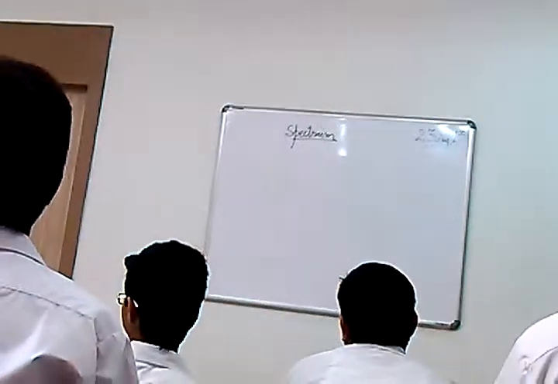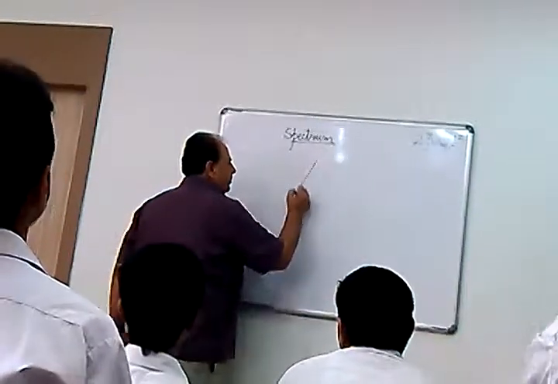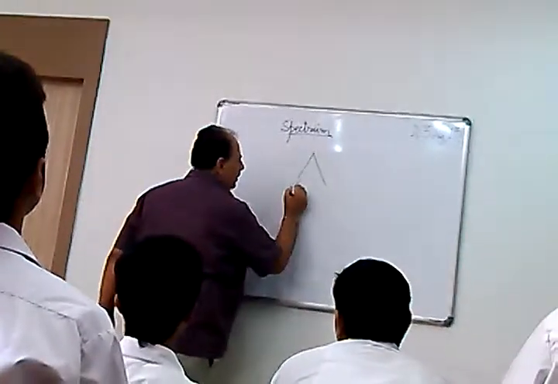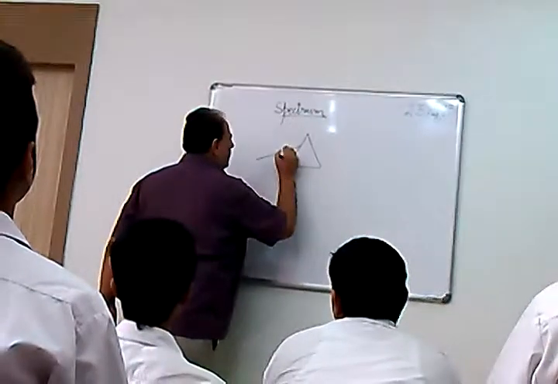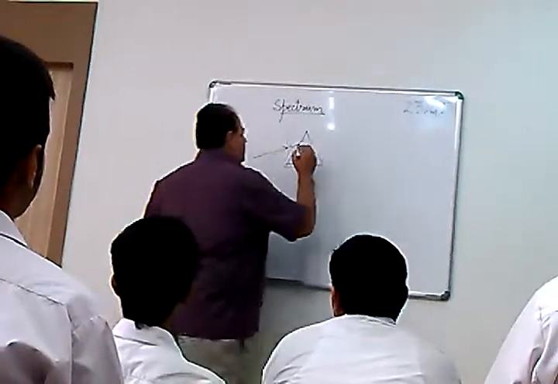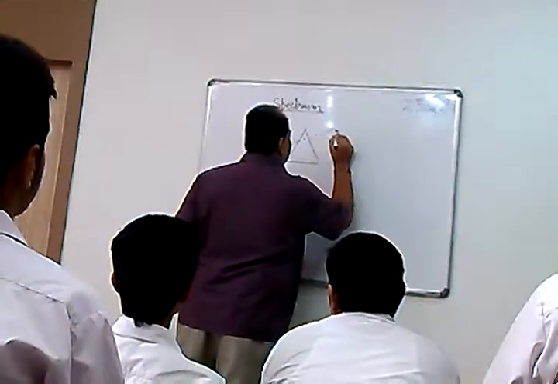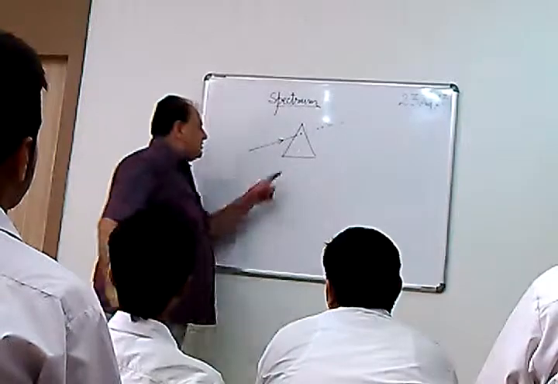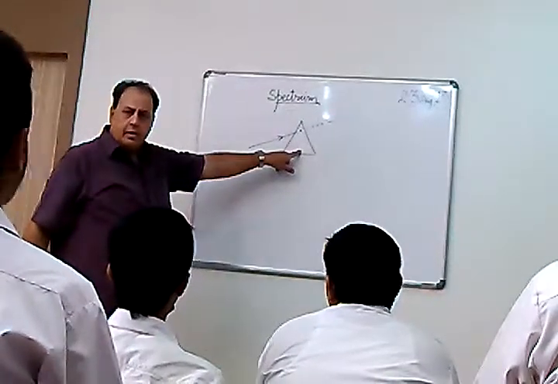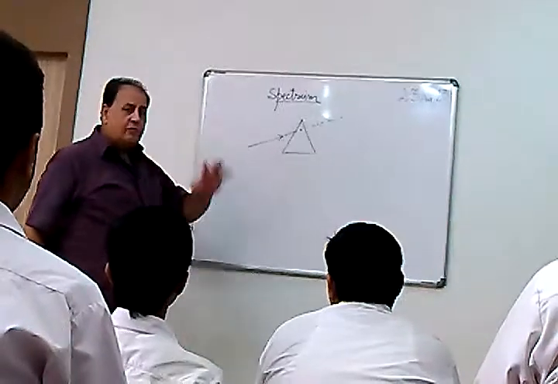Simple experiment you people have done. If you take a prism, I take again the same prism, and you know white light comes like this. If this prism is not here, this white light will go in this direction. It will go straight because light is in a straight line. Because of this dispersive medium, dispersion is there. Dispersive medium means it breaks up light into various colors.